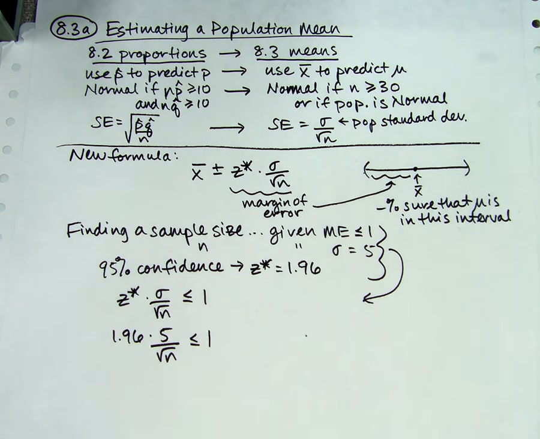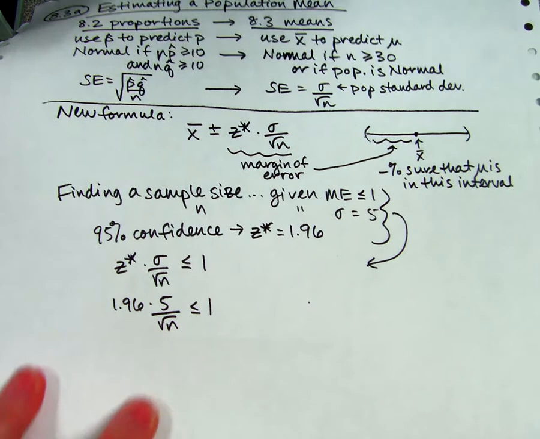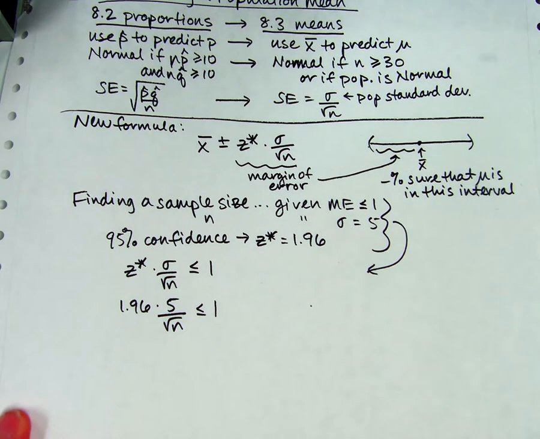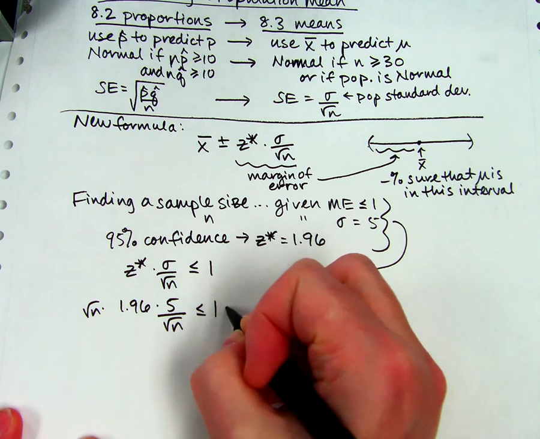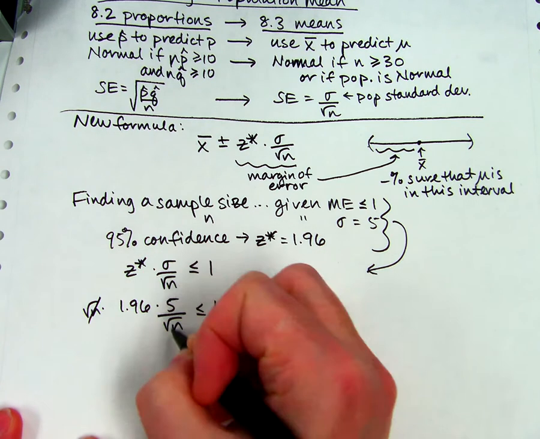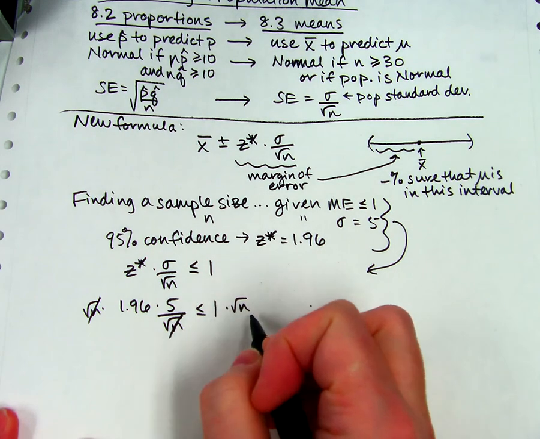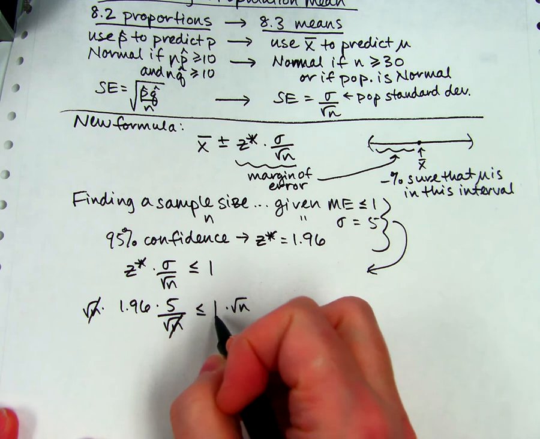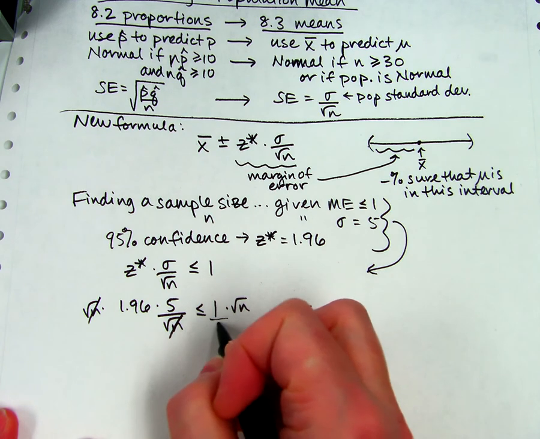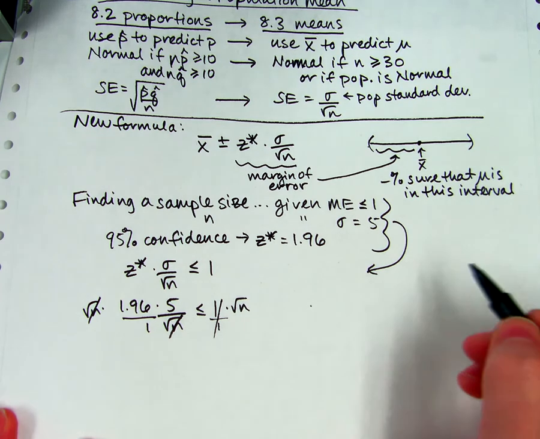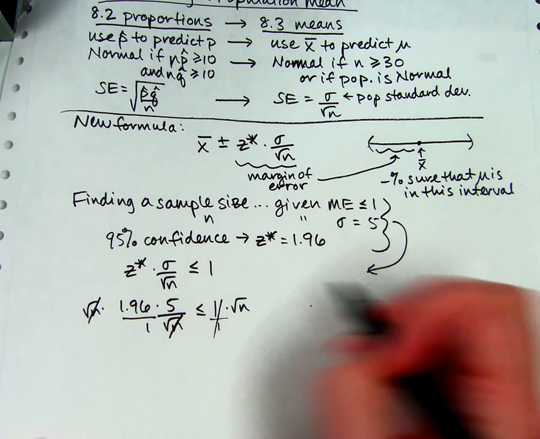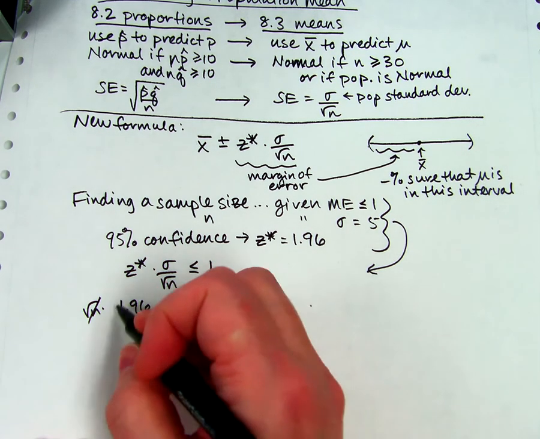And this is like we did before. We're just solving with algebra to find n. No problem. You can handle this, right? You multiply by square root of n on both sides. That cancels. You divide by 1. Oh, that's really exciting, isn't it? You're not always going to divide by 1. Sometimes it'd be something else. So I'm going to go ahead and divide by 1, even though it doesn't do anything. And then to get rid of the square root, you have to square both sides.